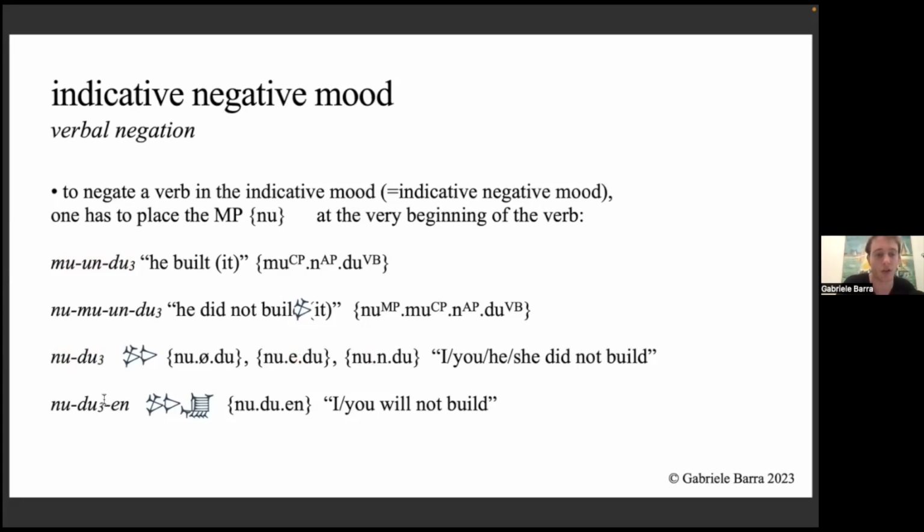And here we have another example where we have n. We know that it's not in the hamtu, it's in the maru. So this verb is in the present-future aspect, and it's either first or second person singular. So I or you will not build. That's very easy.